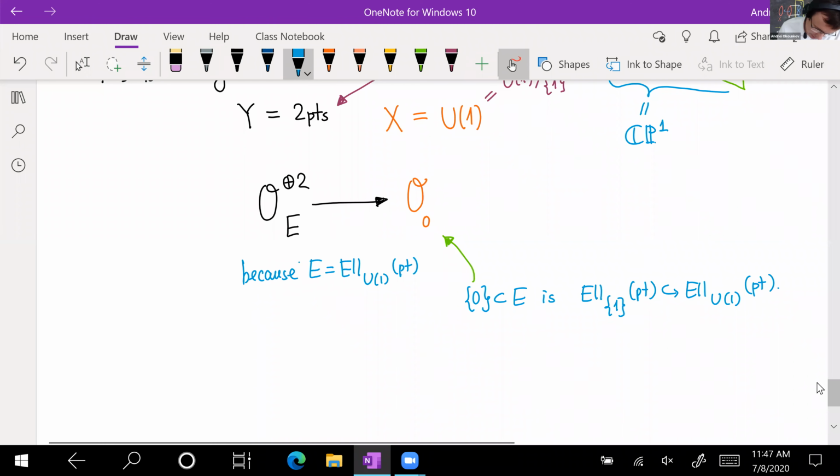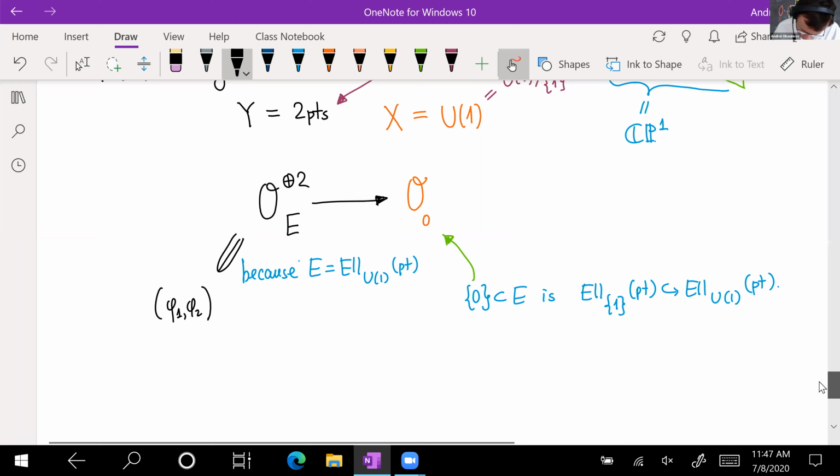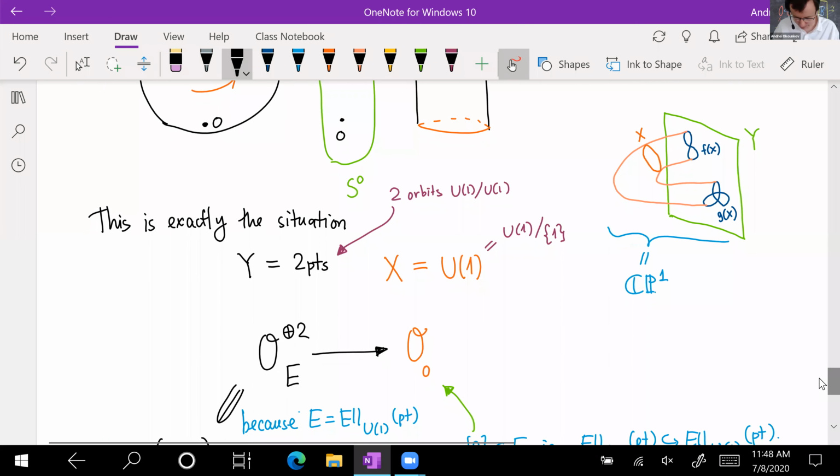So if I have two functions, an element in here, let's not confuse them with G1, G2. Oh no, this is confused with the group. How about Phi 1, Phi 2? What's the map? If I glue one side of the cylinder to a point, then one map is going to be evaluating Phi 1 at zero, and another map evaluating Phi 2 at zero. So that's the map.